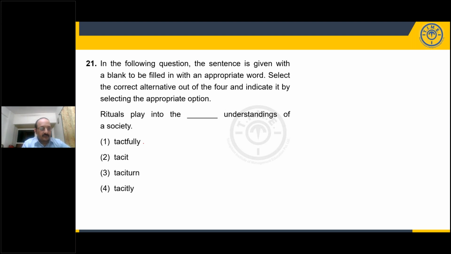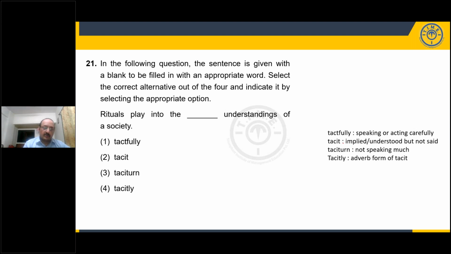So he's given us various forms of the word tact or tacit. What does tactfully mean? Speaking or acting carefully. For example, when I was confronted by my employee, I handled the situation very carefully, or tactfully. Tacit is unspoken, understood, or implied. For example, my move has the tacit approval of my manager. Being taciturn is not speaking much. So if you ask someone, did you have food? The person answers, are you going home in some time? Are you leaving for home in some time? Such a person is said to be a taciturn person. And tacitly is the adverb form of tacit.